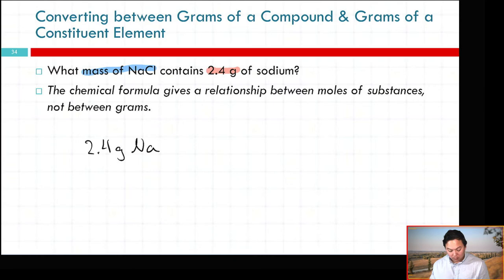So to do this, we need to convert it to moles first. Because with 2.4 grams of sodium, we don't know right now how many sodium atoms that we have, because the masses don't convert 1-to-1. So when we convert it to moles, sodium has a mass of 22.99 grams per 1 mole.